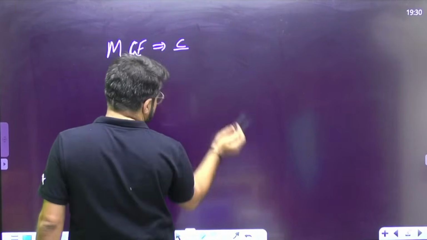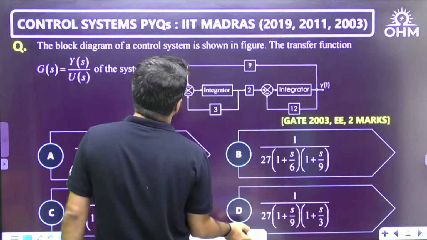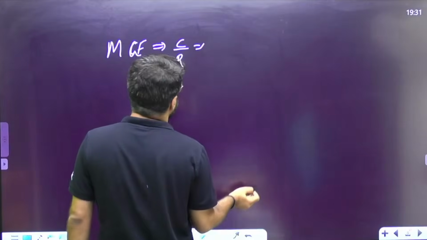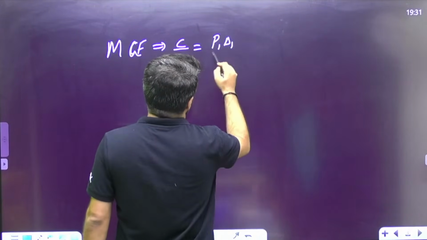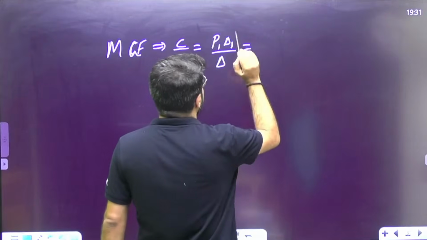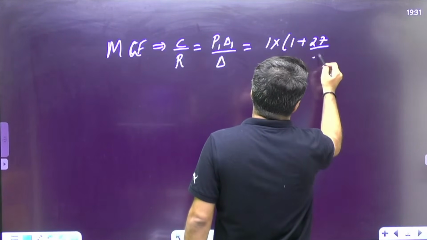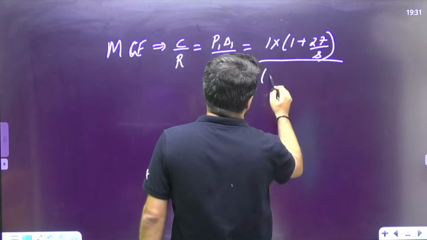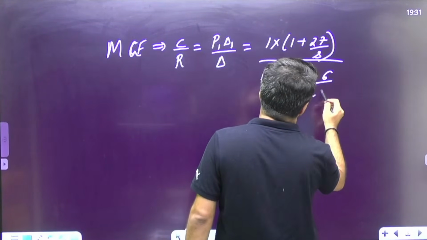We will write down C by R as only one forward path, so no summation required. It is only P1 del 1 divided by delta. By the way, P1 was 1. Delta 1 is 1 plus 27 by S. And the graph determinant we calculated as 1 plus 29 by S plus 6 by S square.